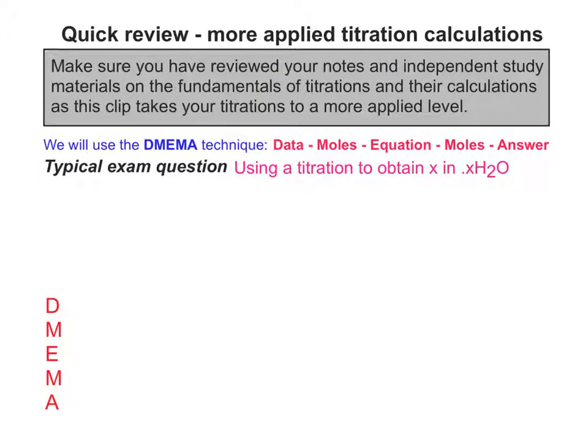Now you can also use titrations to obtain the water of crystallization in a hydrated salt. Obviously the hydrated salt has to be a base in order for this to work, because it's based on the acid-base reaction, isn't it? So therefore, the titration to obtain X in XH2O, they might ask you a question about that as well.